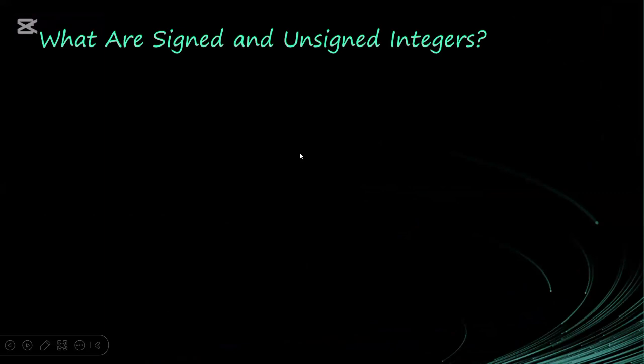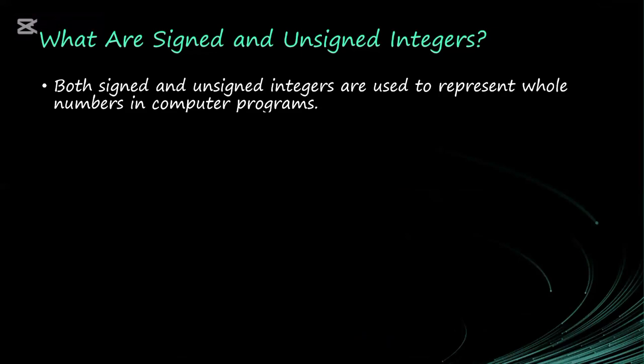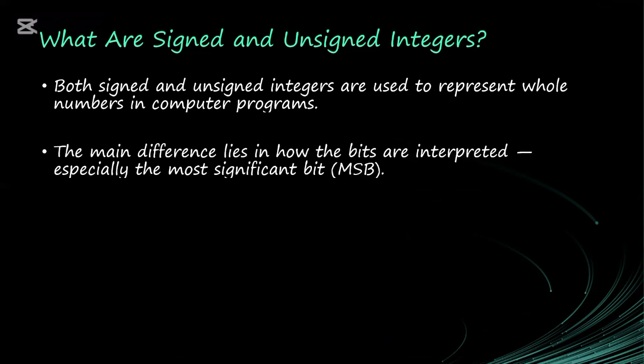So what are unsigned integers? What are signed and unsigned integers? Both signed and unsigned integers are used to represent whole numbers. Okay, we already know this. The main difference lies in how they are represented. The signed integers represent both negative and positive numbers, while the unsigned integers only represent positive numbers. Again, the difference lies in how the bits are being interpreted.